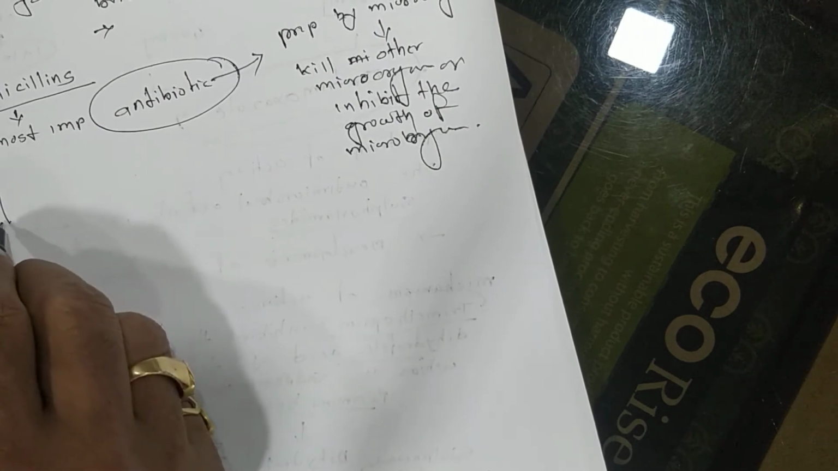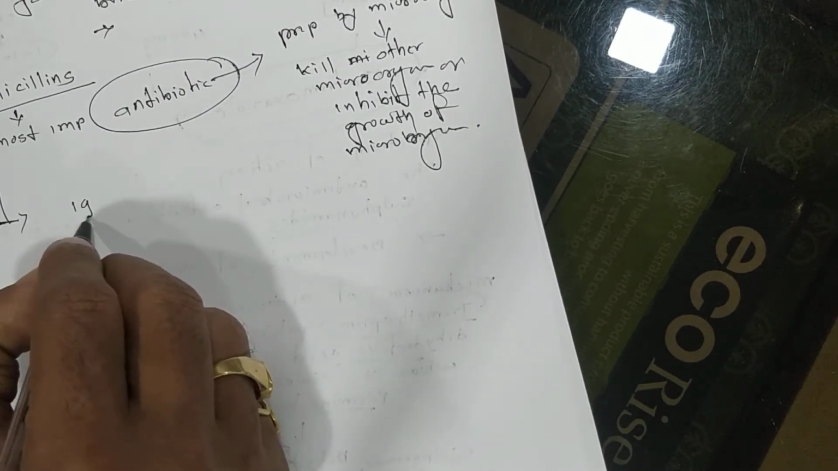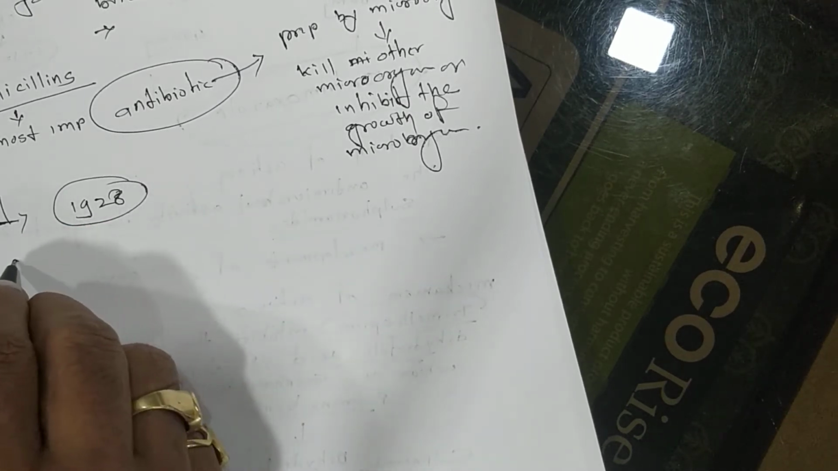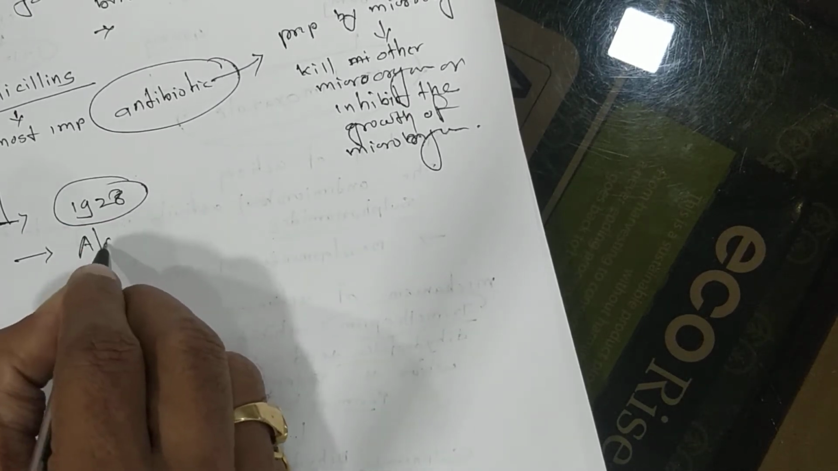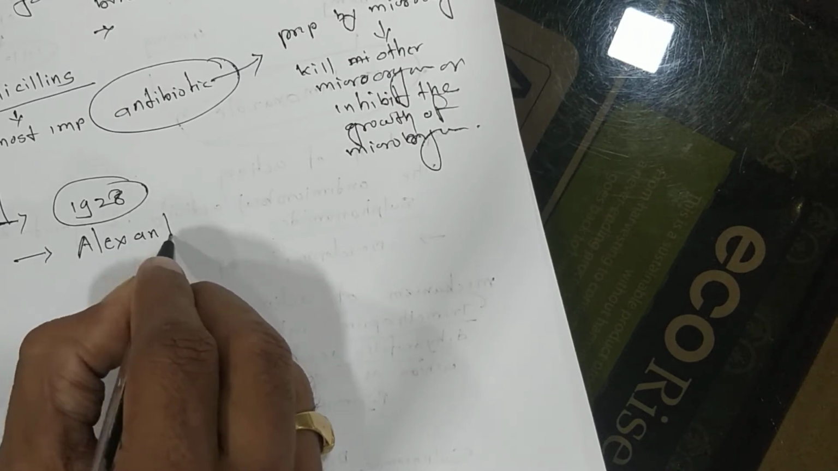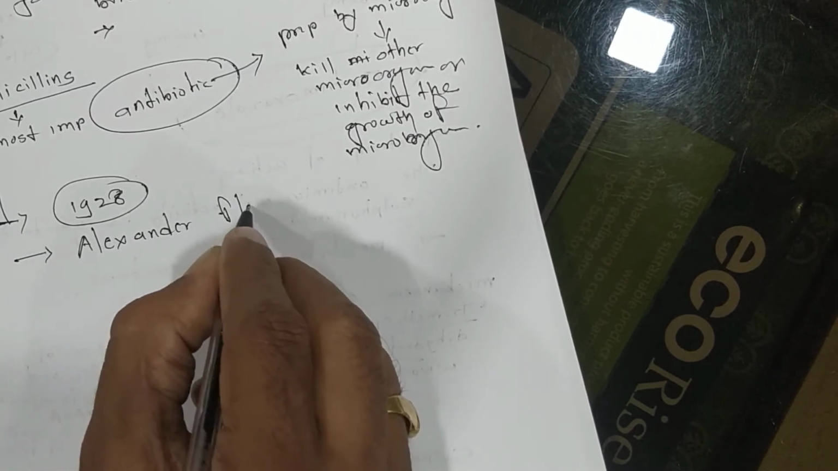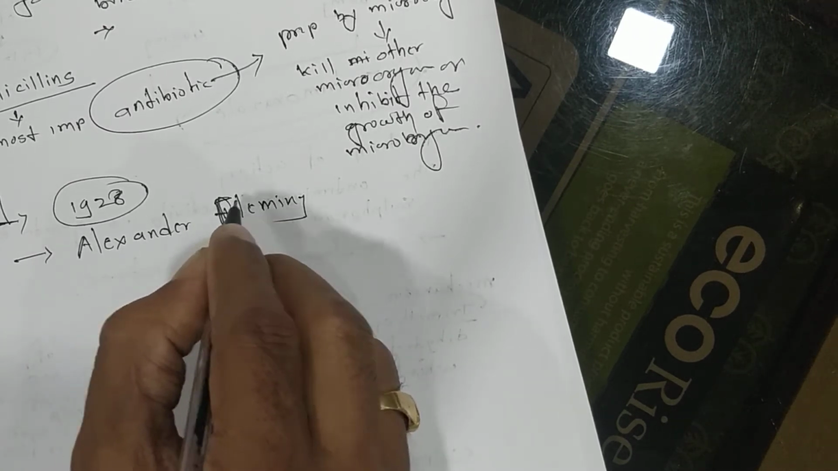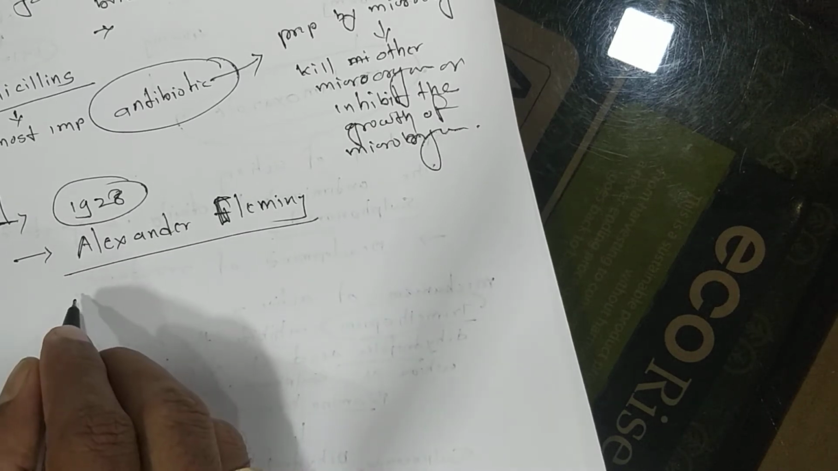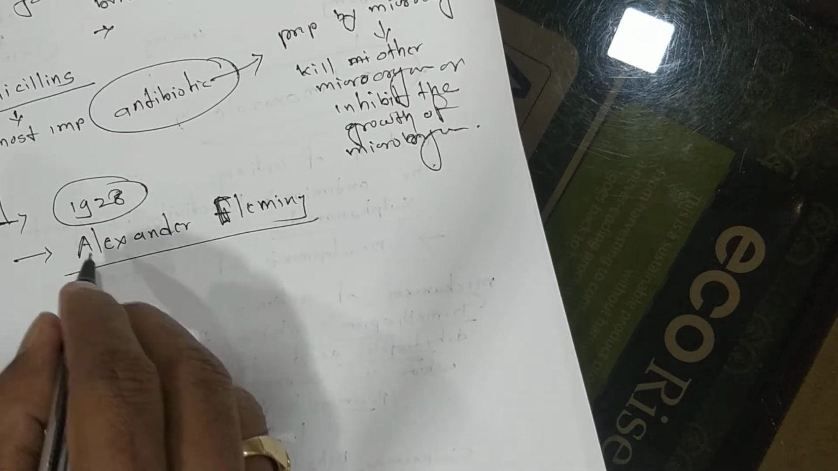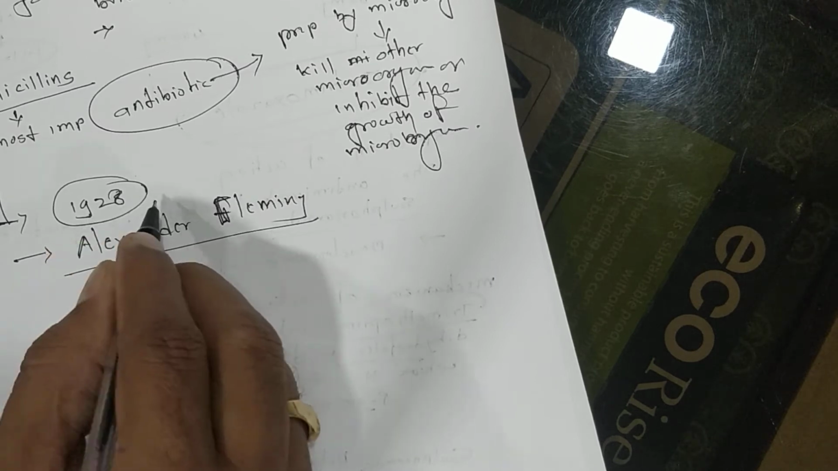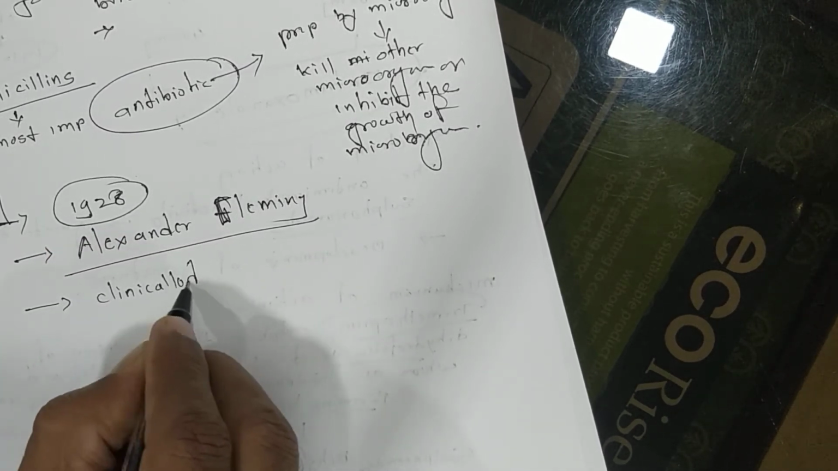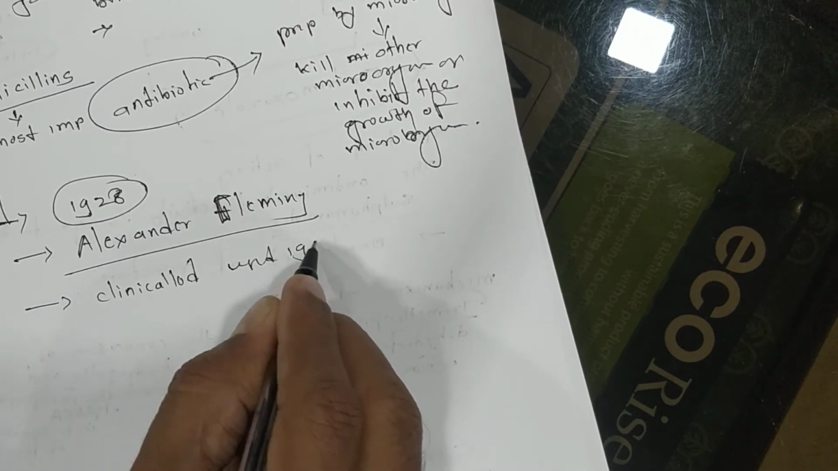Now, the penicillin antibiotic was discovered in 1928 by the scientist Alexander Fleming. It was discovered in 1928, but clinically penicillin was used in 1941.